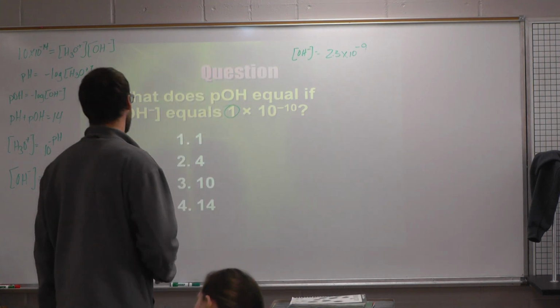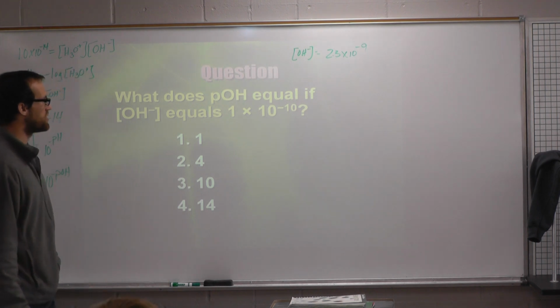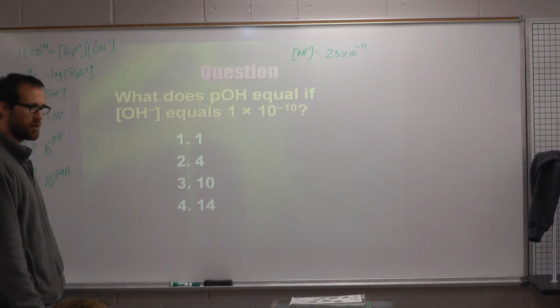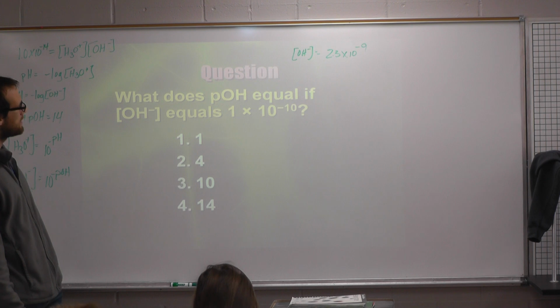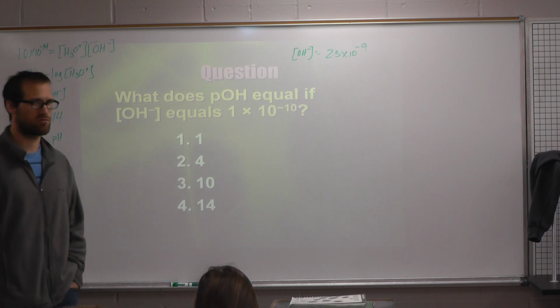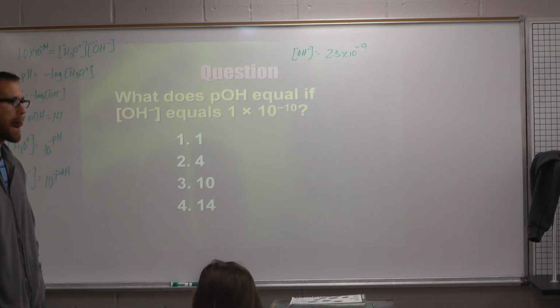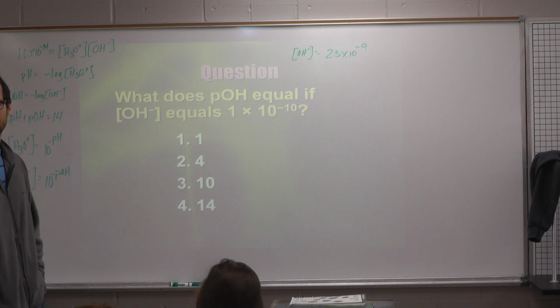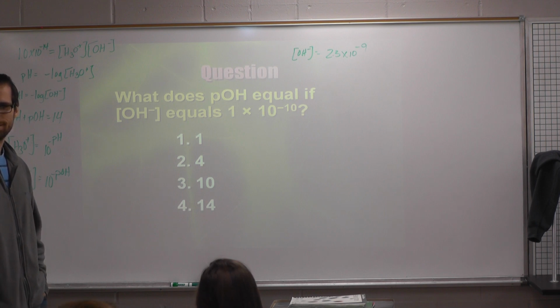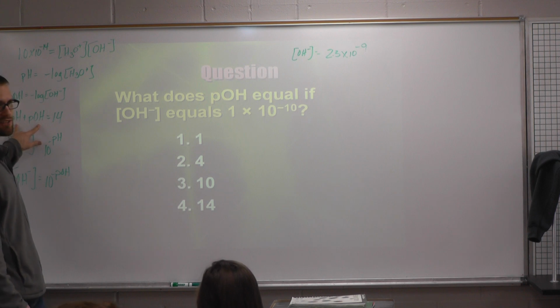Okay. This one's a super easy question. You can probably do this without plugging into your calculator, but if you need to plug it into your calculator, you certainly can. It says, what does the pOH equal if the OH concentration is 1 times 10 to the negative 10? It's 10. What's the pH? 4. If pOH is 10, pH has to be 4.